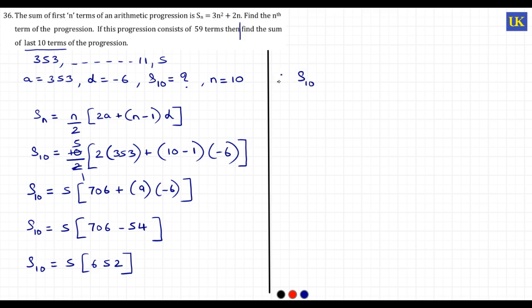Finally, the value of S_10 is 5 into 652, which is 3260. So this is our answer. The sum of the last 10 terms is 3260.